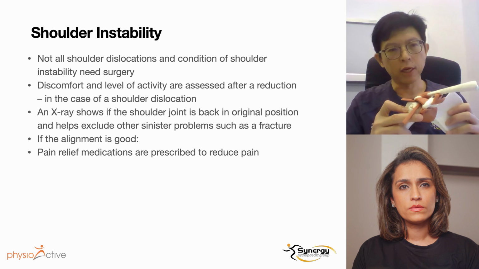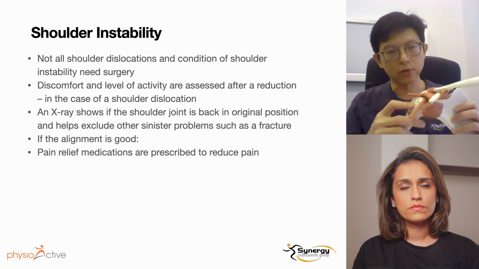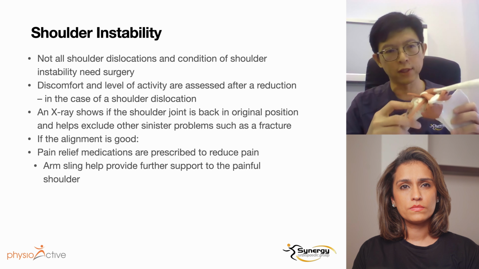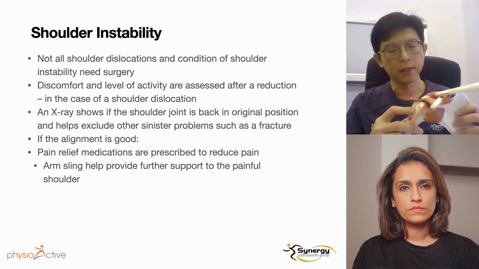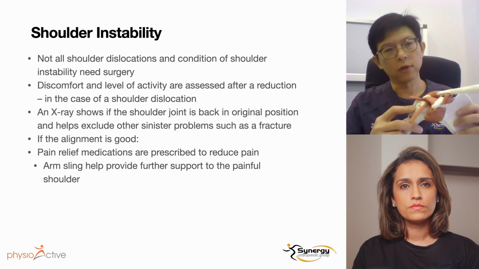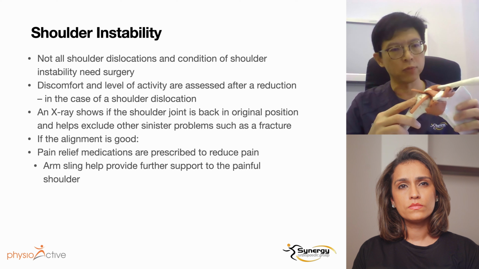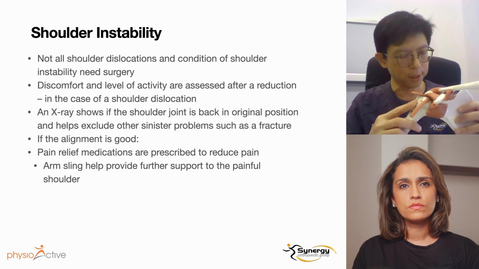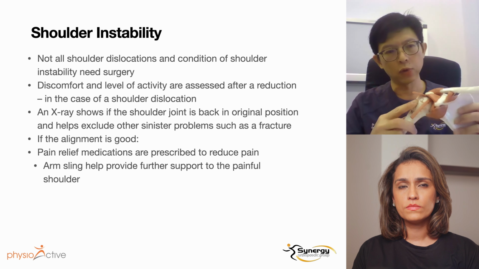And then typically I'll put the patient on an arm sling so that the arm sling can help to provide further support to the painful shoulder. This pain usually will last for about 1 or 2 weeks. And certainly with medication, it will help to resolve the pain a bit faster. And coupled with it, I would normally refer the patient to physiotherapy.